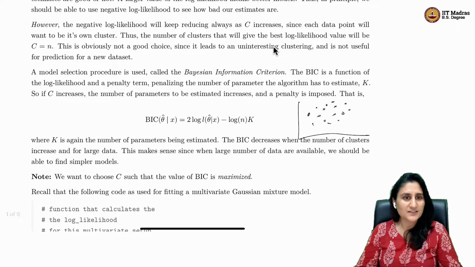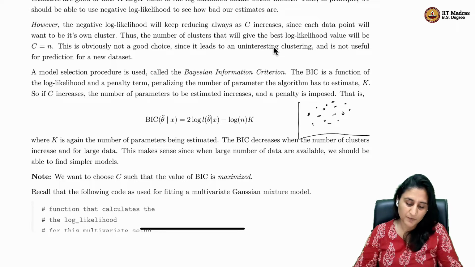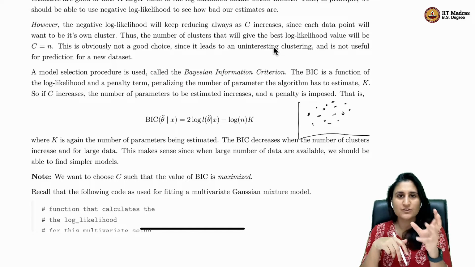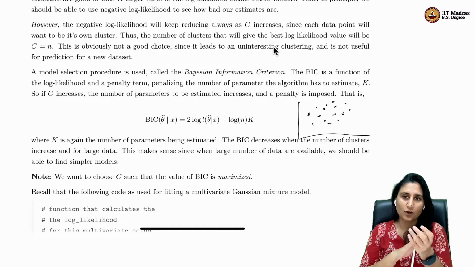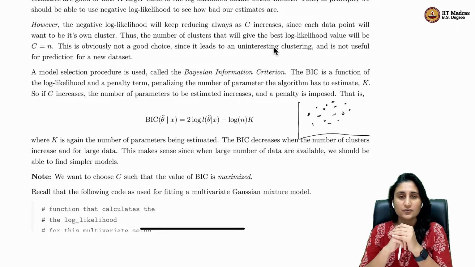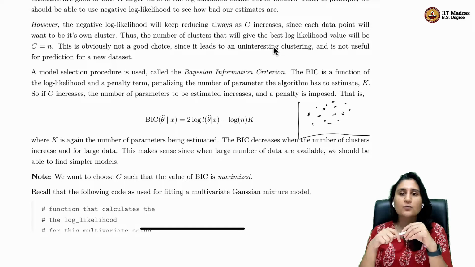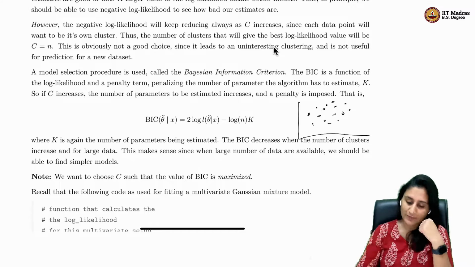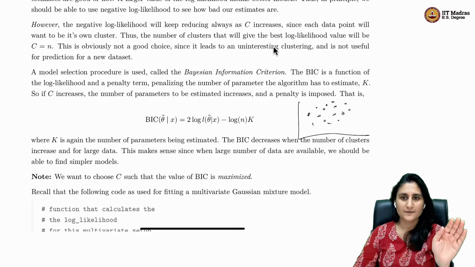Instead, a model selection procedure that's very popular could be used, and that's called the Bayesian information criteria. And the idea is the following: for a given choice of C, you take the log likelihood, and you say, okay, the log likelihood value is good. I know I want to increase the log likelihood value, but I want to make sure I penalize the increase in the log likelihood if I am trying to fit too many clusters. If the number of clusters is too many, then I want to penalize that.